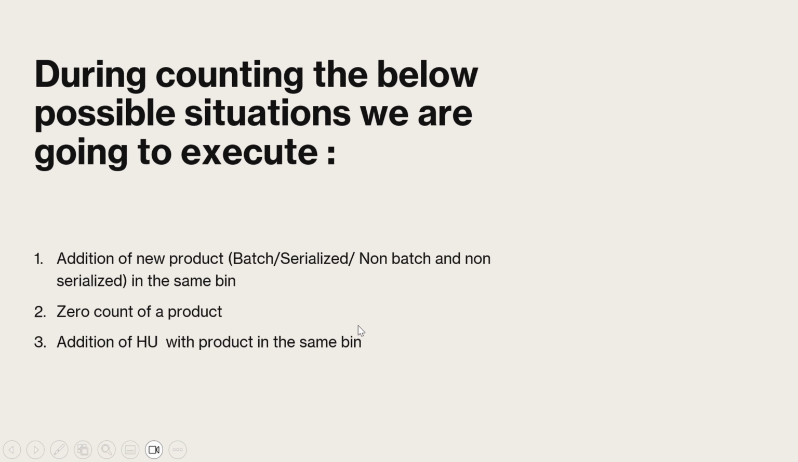Similarly, while counting, we may find a new pallet with certain products available on that pallet. How to add a new HU and how to count the products on top of that pallet, we are going to see in the RF screen. So let me go to the SAP screen and show you the steps.